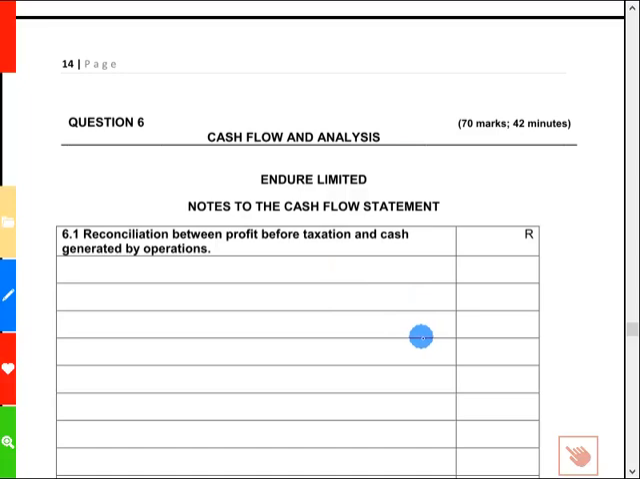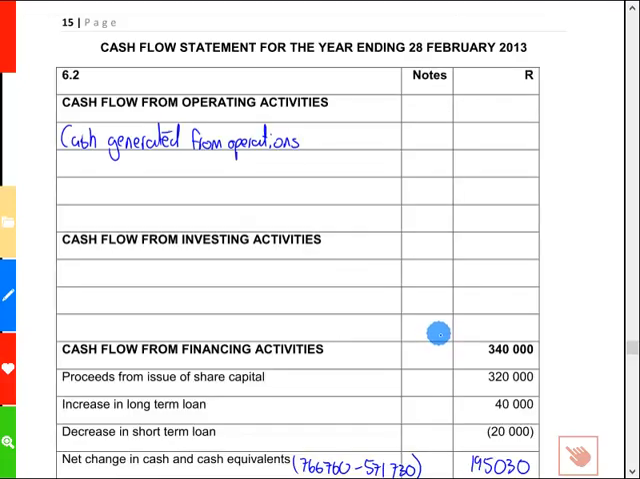Right, and if we continue then, at the bottom here, cash generated from operations. Then what else do we have under operating activities? Interest paid. Interest paid, yes. Dividends paid. And that's the last one. Tax paid. And here you write as fast as you can because you don't want to waste any time.